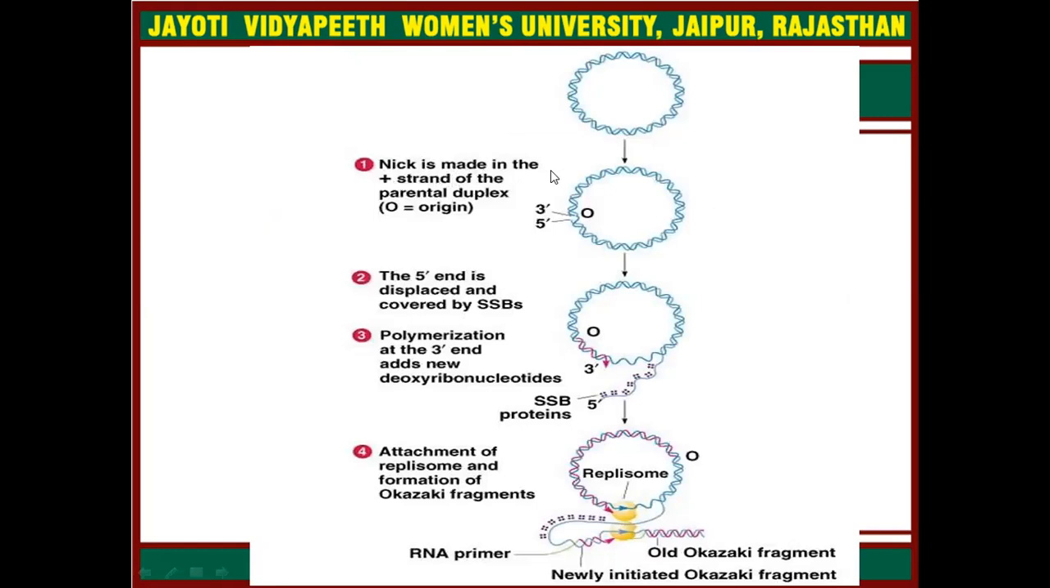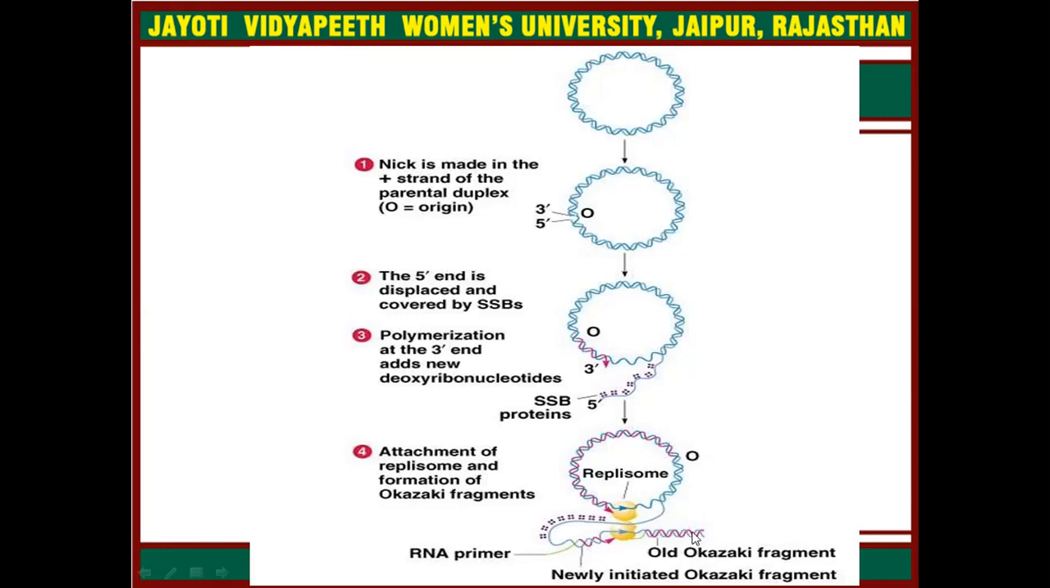A nick is made in the positive strand of the parental duplex. Here is the origin of replication. The 5' end is displaced and covered by the SSB protein. Here you can see this is the SSB protein, this is single strand DNA, and attachment of the replisome and formation of Okazaki fragments will be done.